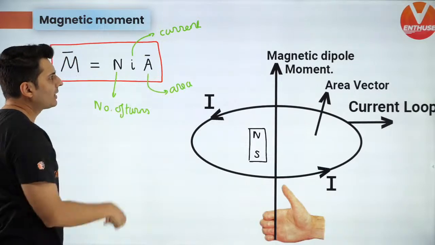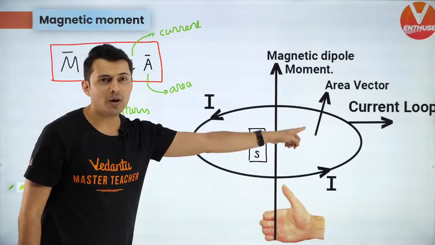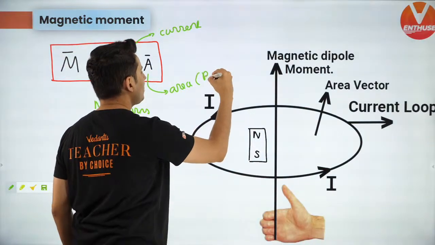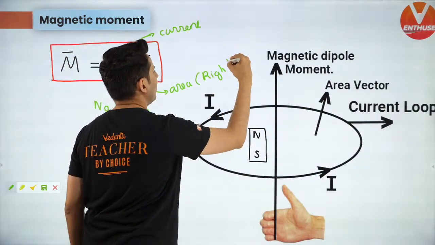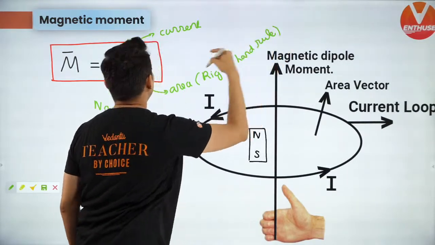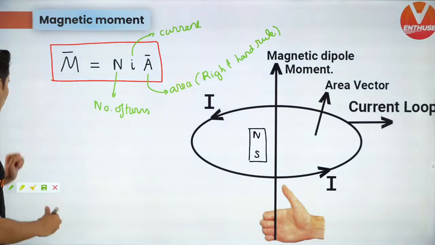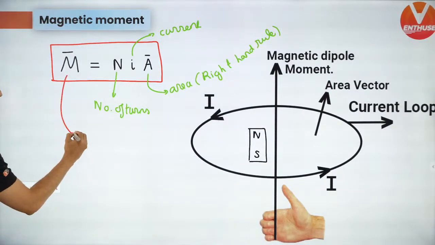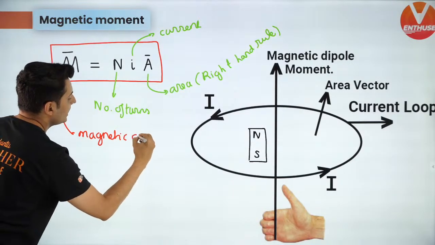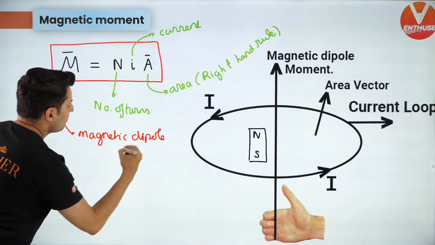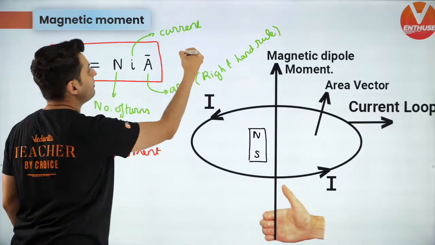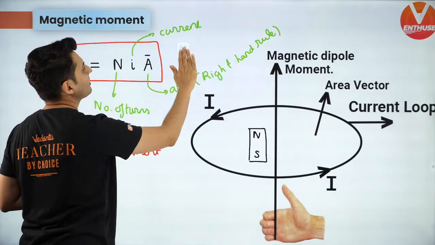But I have put a bar over it. It's an area vector. How do I decide the direction of the area vector? Using your right hand rule. So using your right hand rule, you can get the direction of the area vector. And this is nothing but your magnetic dipole moment. Some books use the symbol mu, but I am using the symbol capital M.